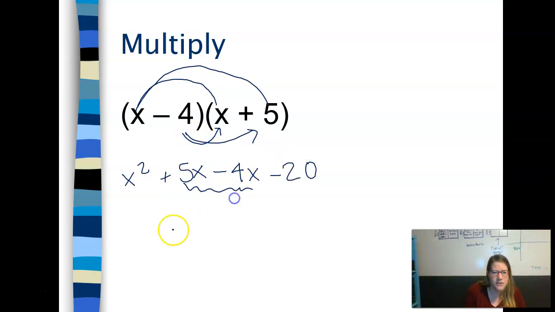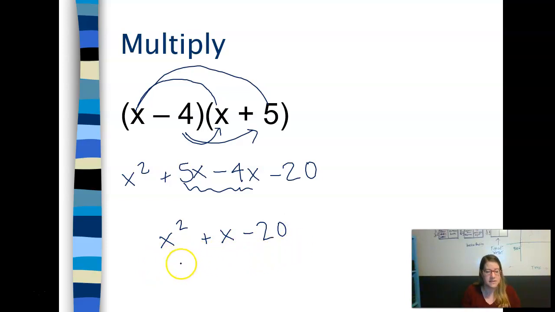These two in the middle are like terms, so I can add them together. So this would equal x squared plus x minus 20. This quadratic is said to be in standard form because we have the highest exponent first, then the next highest, and then the one without an exponent. So x squared plus x minus 20 and x minus 4 times x plus 5 are the same.